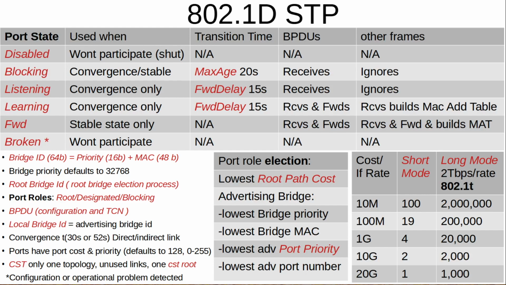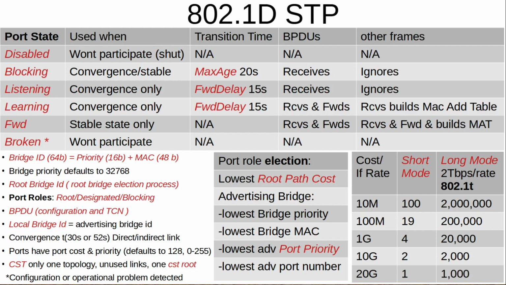The max age timer is the death timer for a spanning tree protocol. That means that if a bridge stops receiving BPDUs for max age seconds, that bridge will believe that the root bridge is gone and that bridge will start converging. Remember that the bridge ID is made of a priority and a MAC address. Priorities have a default value.